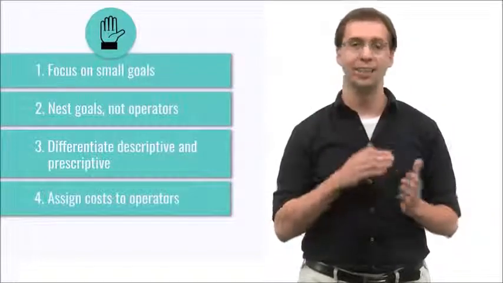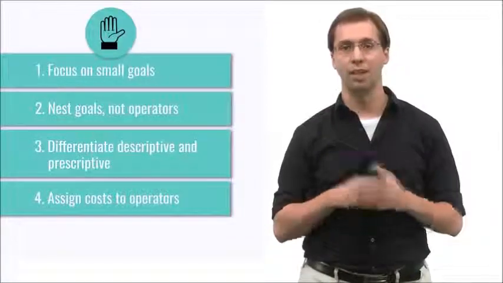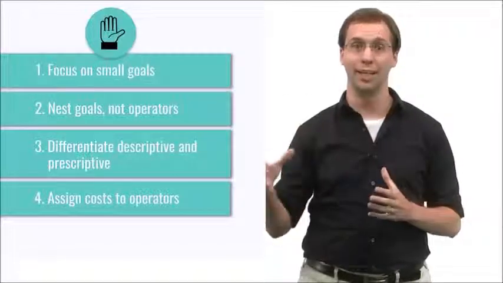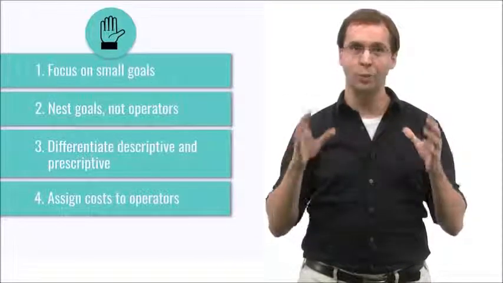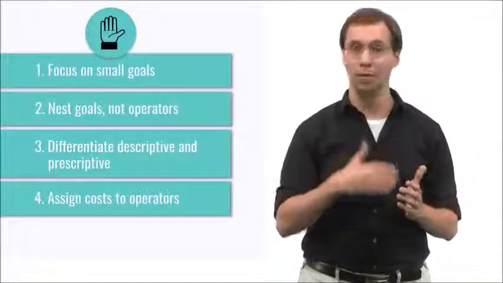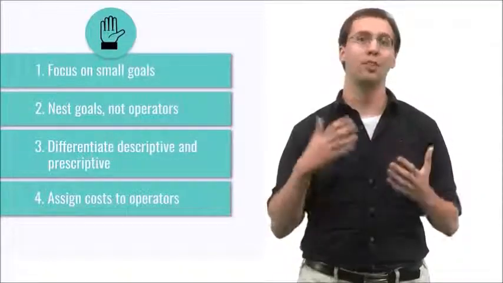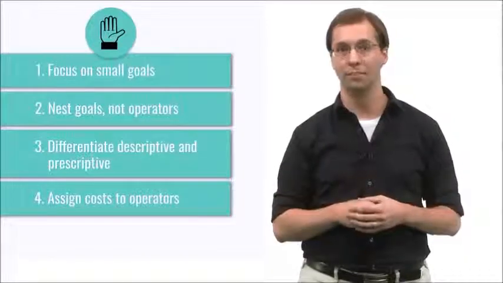Number 4, assign costs to operators. GOMS was designed to let us make predictions about how long certain methods will take. The only way we can do that is if we have some measurement of how long individual operations take. Usually this is time, but depending on the domain, we might be interested in phrasing the cost differently as well.